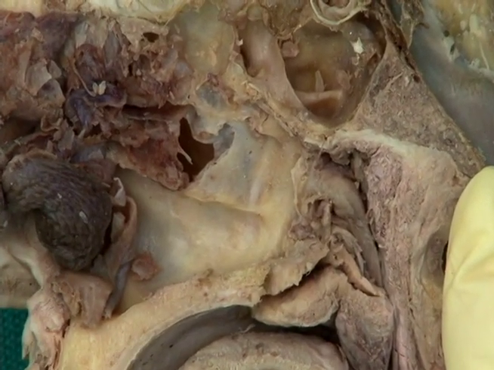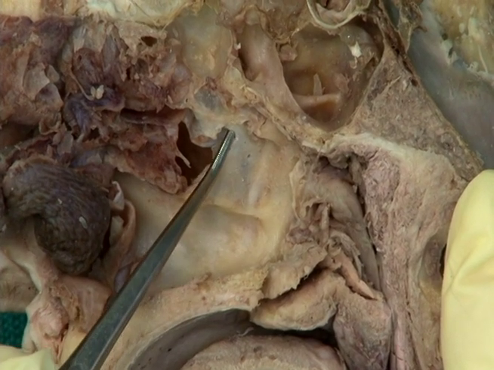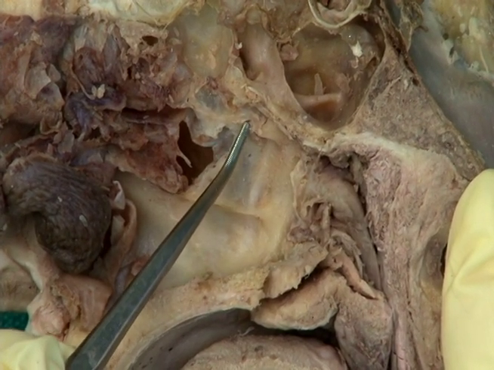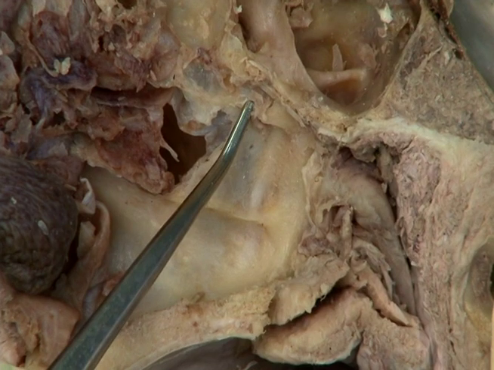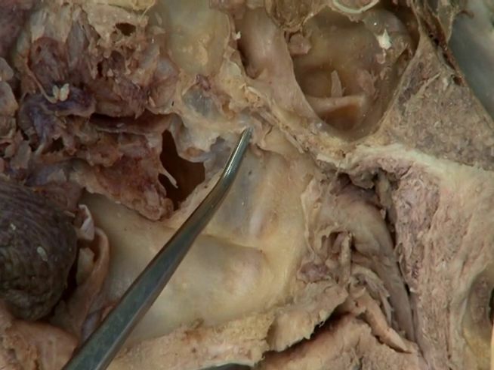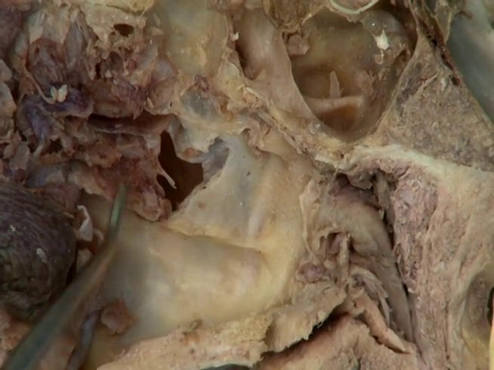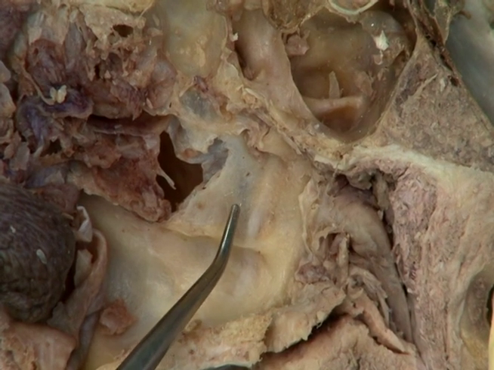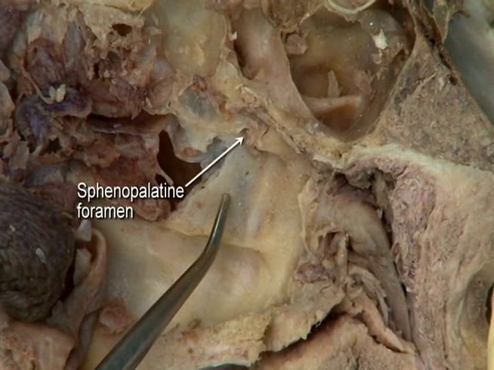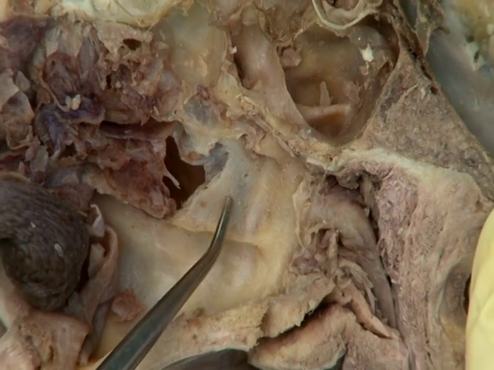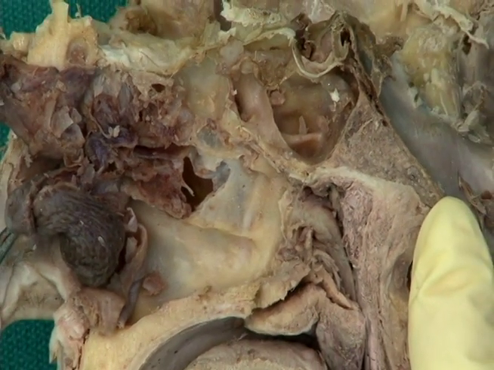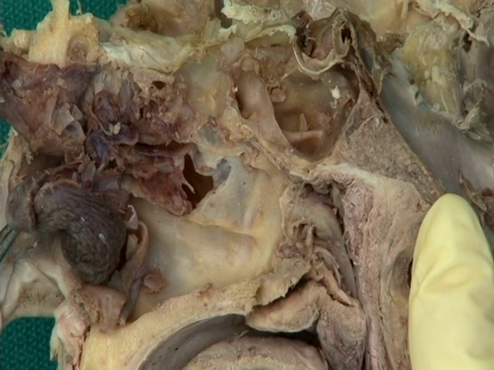The sphenopalatine foramen is located posterior to the superior meatus and above the posterior end of the middle concha. This foramen transmits the sphenopalatine artery and branches of the maxillary nerve to the nasal cavity.